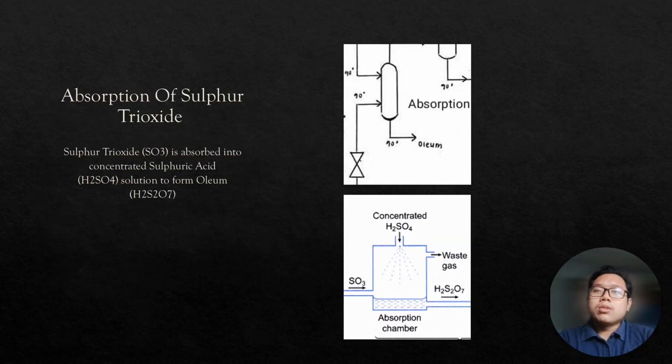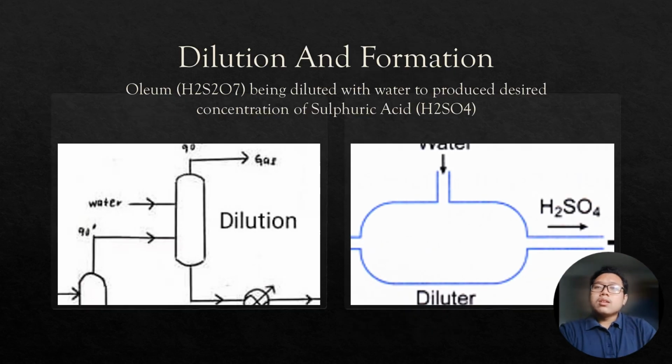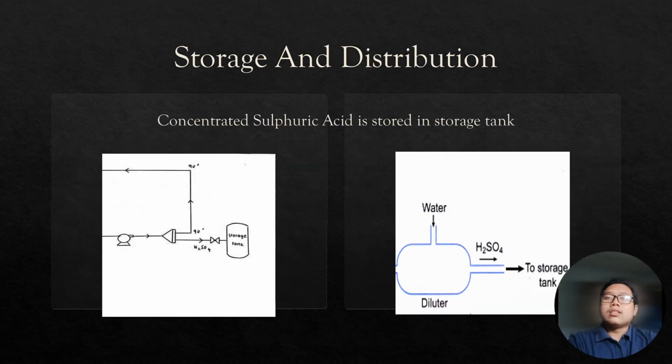Next, absorption of sulfur trioxide. In this unit operation, sulfur trioxide is absorbed into concentrated sulfuric solution to form oleum. Then, the dilution of oleum, where oleum is diluted with water to produce the desired concentration of sulfuric acid. Lastly, storage and distribution. In this unit operation, concentrated sulfuric acid is stored in a storage tank for further distribution.